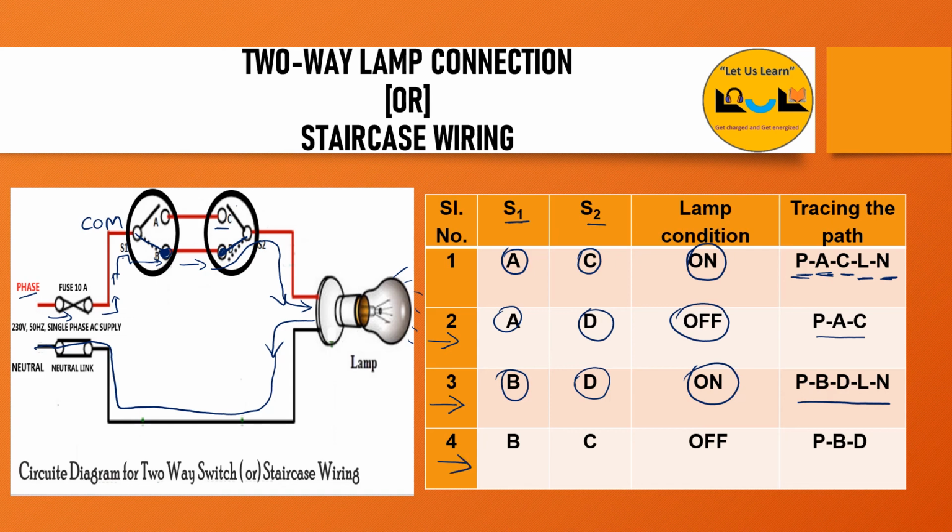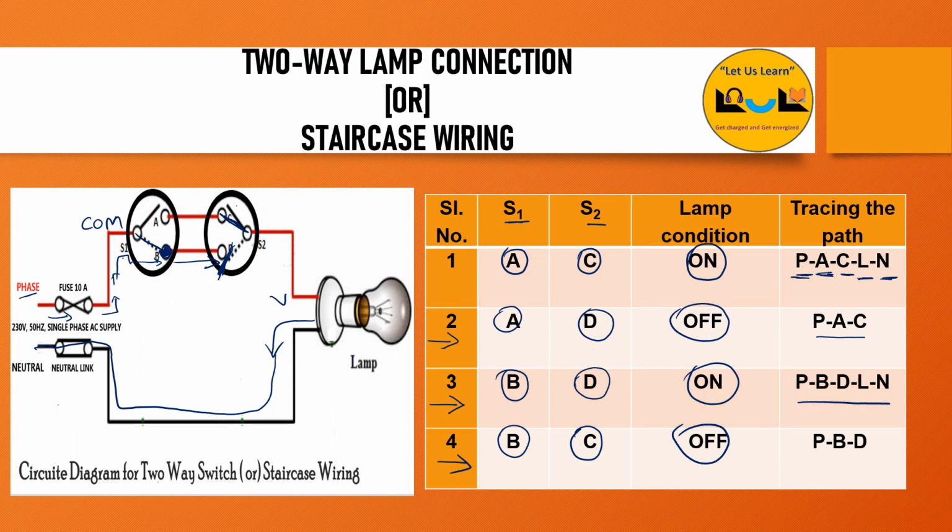And then the fourth case. In the fourth case, switch S1 is connected to terminal B and S2 is connected to terminal C. So terminal B is connected, and from here it is connected to terminal C. But the current will flow only up to this point. After that it becomes an open circuit. So we don't give supply to the lamp, and the lamp will be in the off condition.